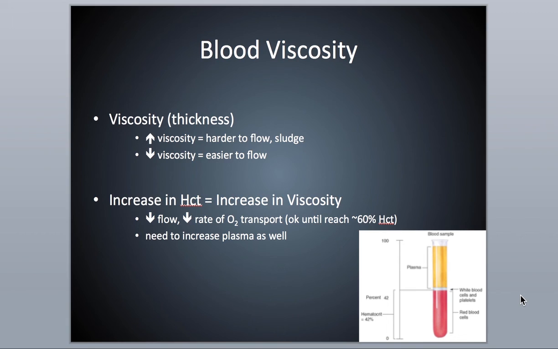Those oxygen molecules that are bound to iron are not going to be able to be transported as quickly because the blood's not going to be able to flow very quickly through the blood vessels. All right, so it's okay. This hematocrit's okay up until it reaches about 60%. That's about the point where it starts to get almost too sludgy to be able to meet the blood flow demands that are necessary. So with this, we need to introduce more plasma to the blood so that we can get it to flow correctly.